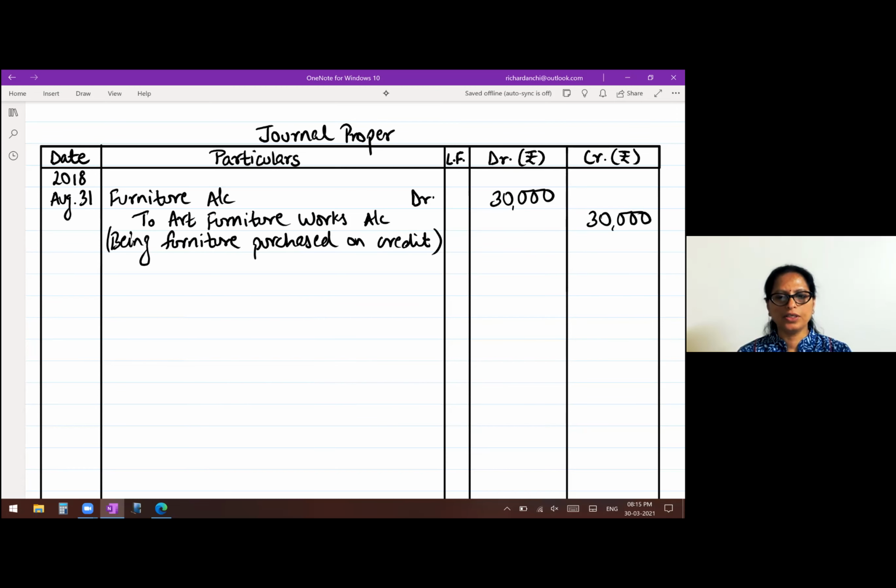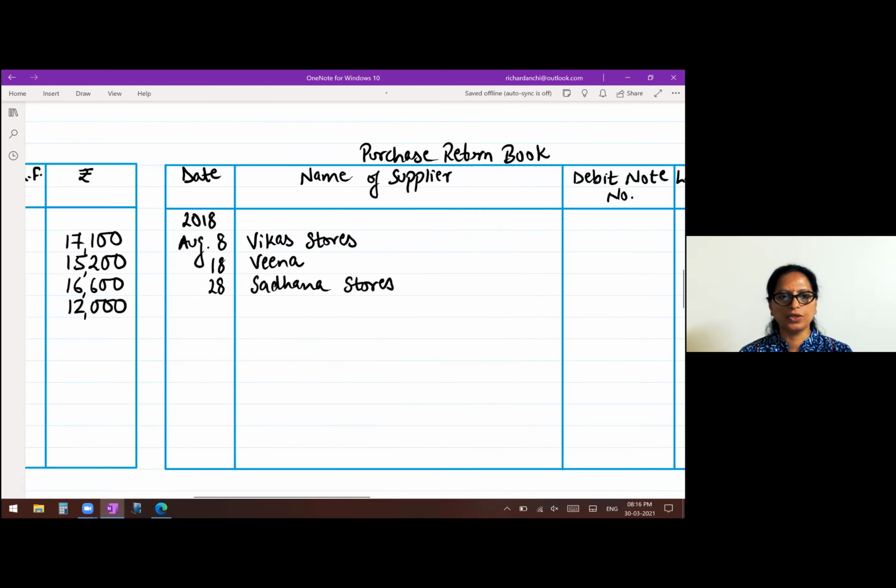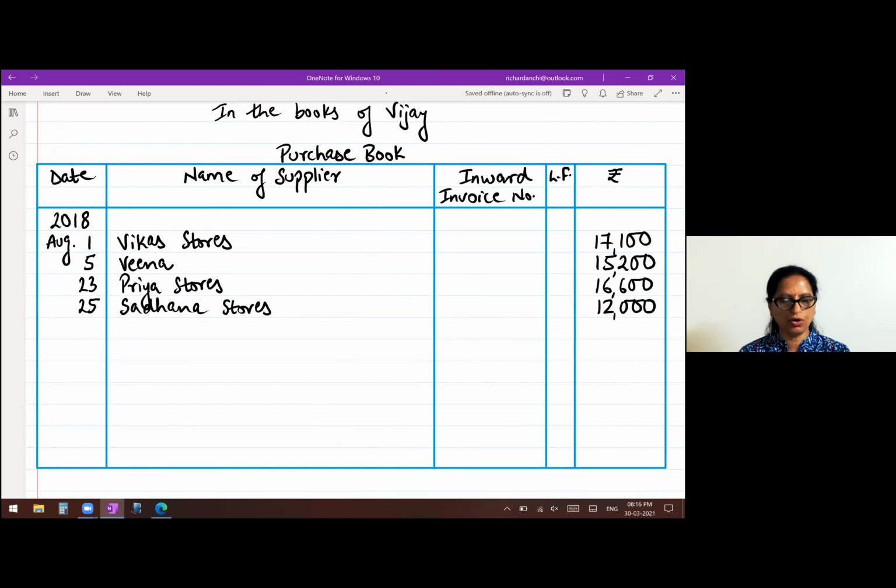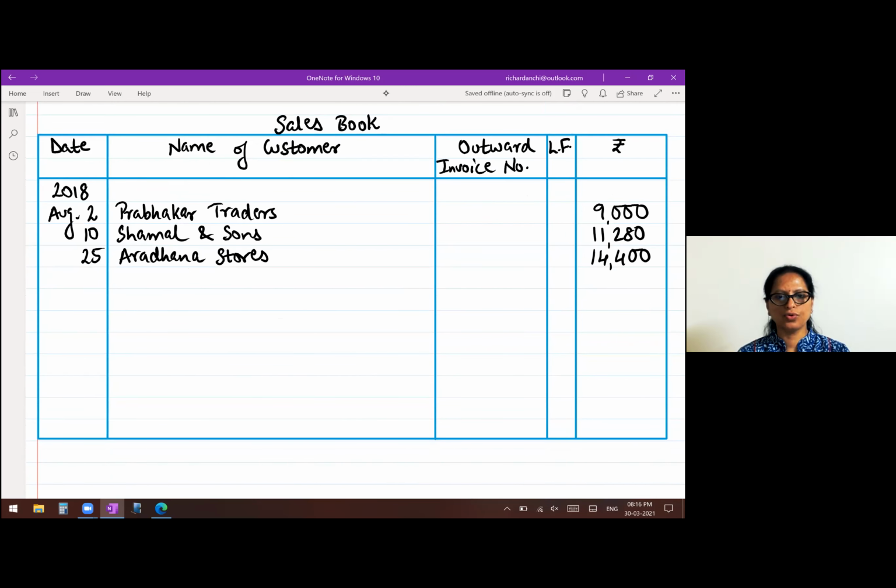So we now have finished entering all the transactions in the proper subsidiary books. Next step, we will start totaling up the books. So take first your purchase book. We begin with the purchase book. So there are 4 figures. Take the total. It is 60,900. Next is sales book. In the sales book, you have 3 figures there. So total up the 3 figures, it is 34,680.